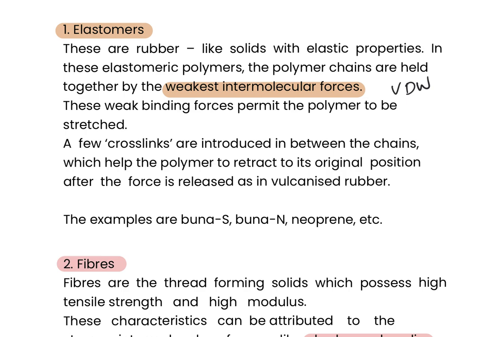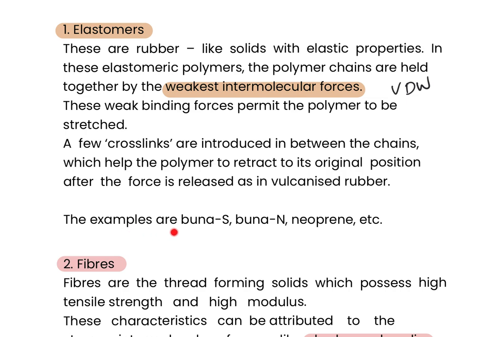stretched. Take one rubber and stretch it. Its length will be doubled. When you remove the force, again it retains its length as it was. So a few cross-linkings are introduced in between the chains, which help the polymer retract to its original position after the force is released, as in vulcanized rubber. Vulcanized rubber is raw rubber heated with sulfur at a certain temperature. That is called vulcanized rubber. Its mechanical property is improved. Again, I will discuss later.